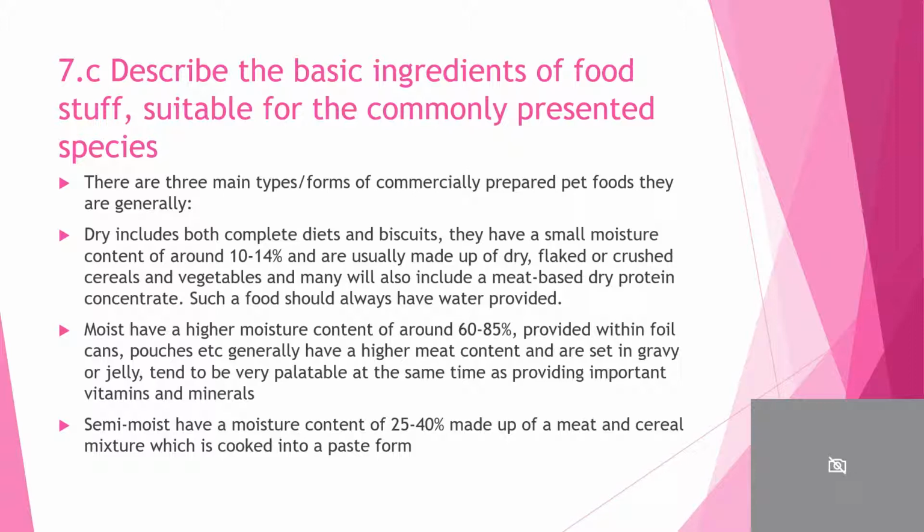Moist. These have a higher moisture content of around 60 to 85%, provided within foil cans, pouches, etc., and generally have a higher meat content and are set in gravy or jelly. They tend to be very palatable at the same time as providing important vitamins and minerals. Semi-moist has a moisture content of around 25 to 40%, made up of a meat and cereal mixture which is cooked into a paste form.